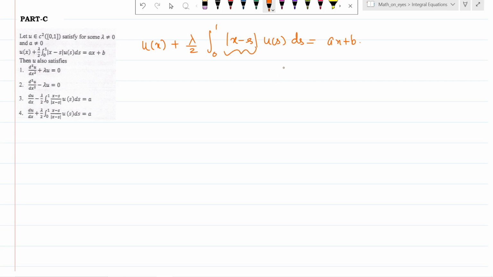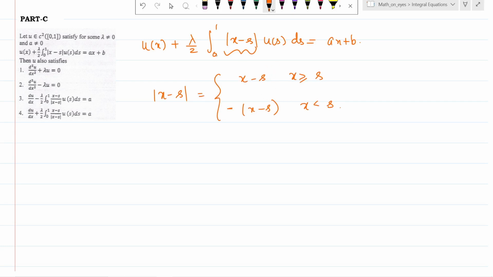So usually we eliminate the modulus inside the integral by splitting on the constant. Now here it is x minus s. Modulus of x minus s is equal to x minus s if x is greater than or equal to s, and minus of x minus s if x is strictly less than s. This is what we write. I have taken x as the variable and s to be the constant.